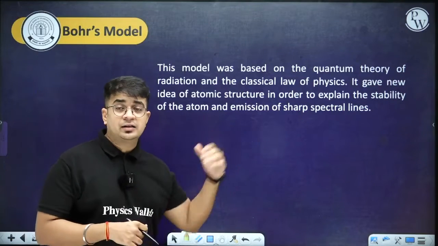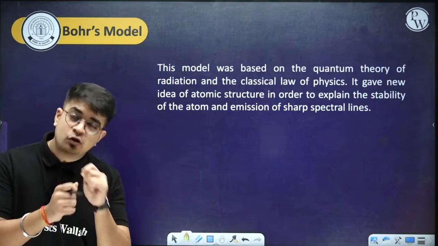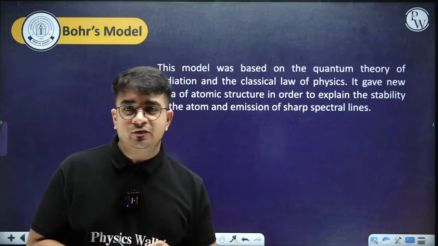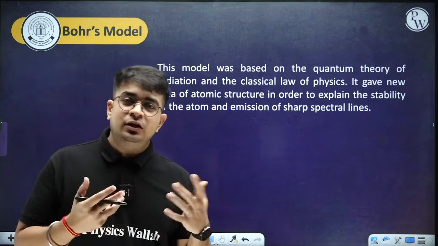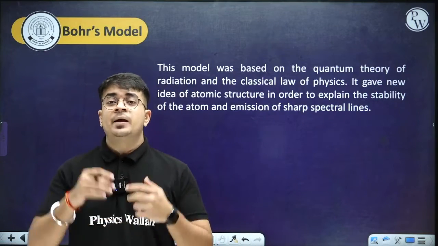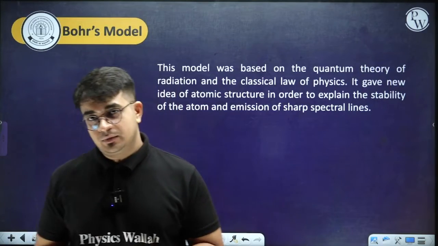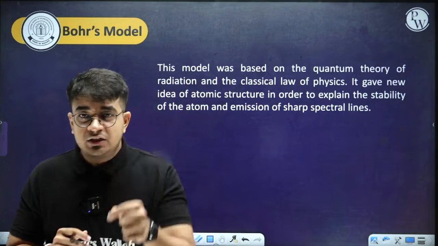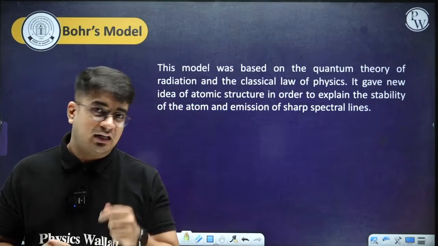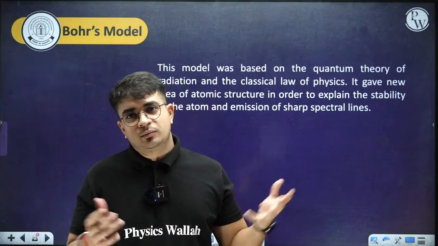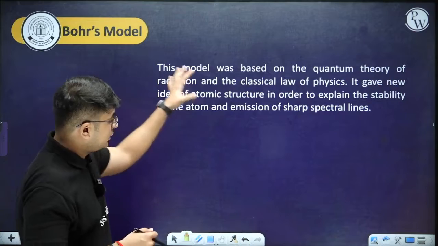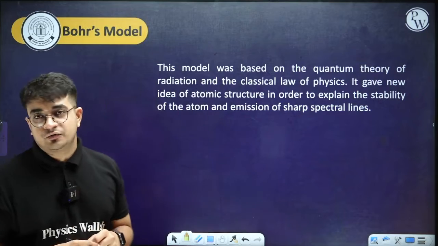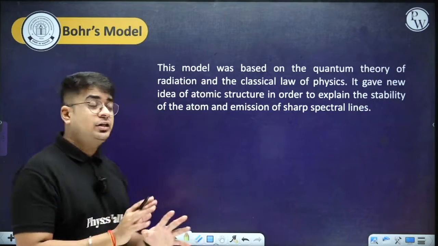And it gave a new idea of atomic structure in order to explain the stability of the atom and emission of sharp spectral lines, because he was working on the limitation parts of Rutherford model, and one of the limitations was he was unable to explain the location of electrons, where the electrons are actually present inside the atom, and how can you explain the line spectrum. Line spectrum means whenever a particular atom is subjected to a specific light, you can see sharp lines emerge at a specific wavelength. So that particular model was unable to explain this entire part. So he was working on the entire explanation, and he thought that we can combine Planck's quantum theory as well as classical laws of physics so that we can get a better idea about the atomic structure.